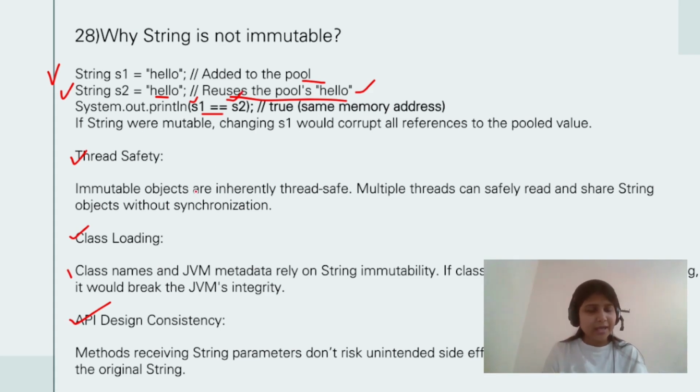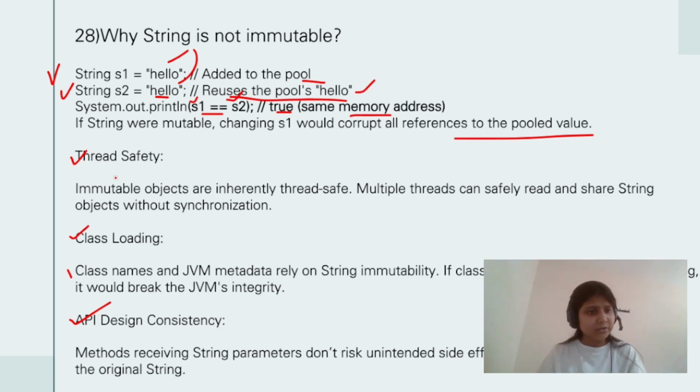We have hello and hello. If you want to compare the contents of both strings, then you have to call the equals method, like the equalsIgnoreCase method. But when you are using double equals, it is comparing the addresses, and you will find that it gives true because of the same memory address, since they denote the same string object. If string were mutable, changing s1 would corrupt all the references to the pooled value.